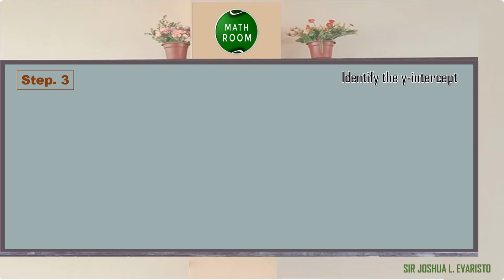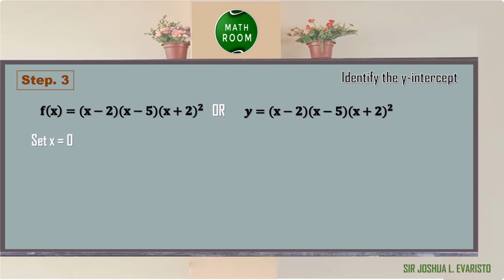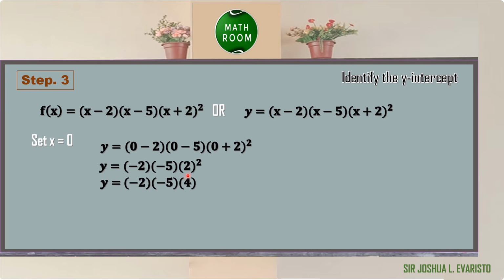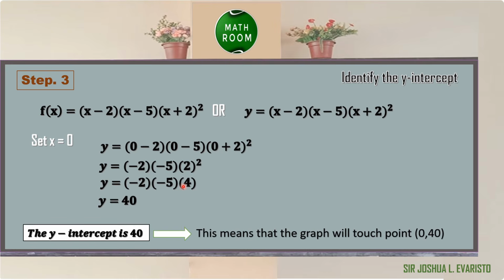Next step is to identify the y-intercept. To do that, we will set x is equal to 0. After substituting the value of x by 0, we can now simplify. So we have 0 minus 2 is negative 2, 0 minus 5 is negative 5, 0 plus 2 is 2 squared. Then we have 2 squared is equal to 4. Multiplying negative 2 times negative 5 times 4 will give us 40, which means that the y-intercept is 40, therefore the graph will touch point (0, 40).